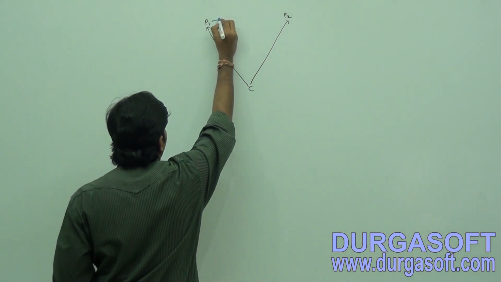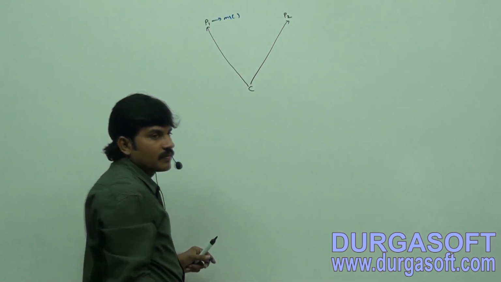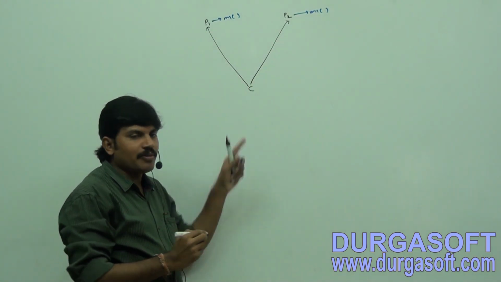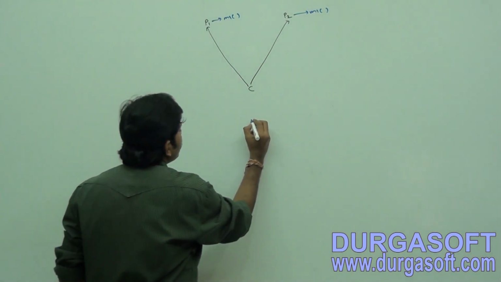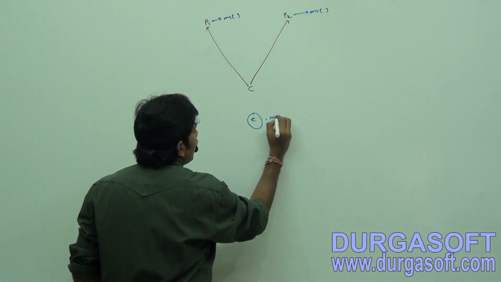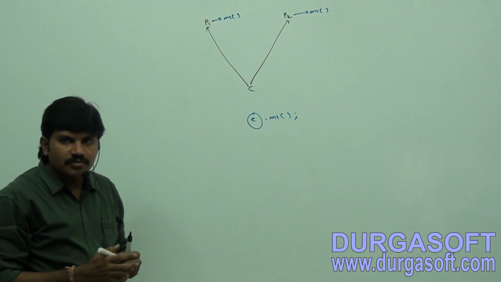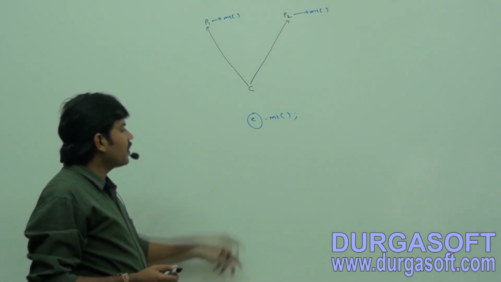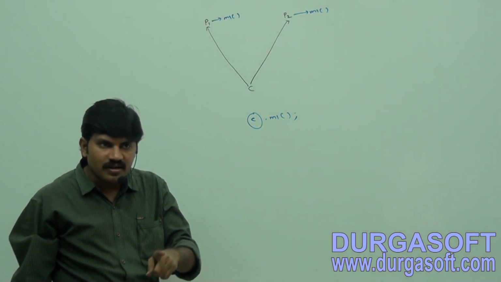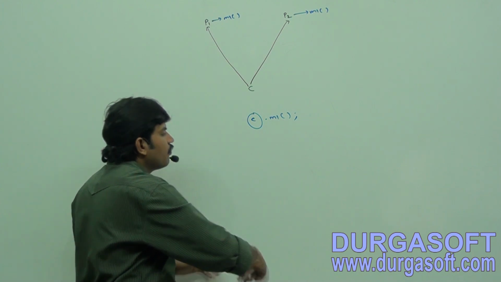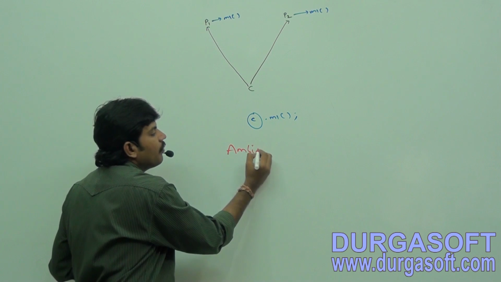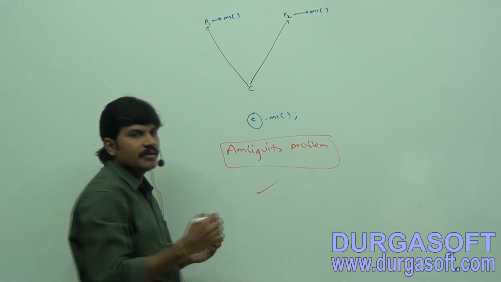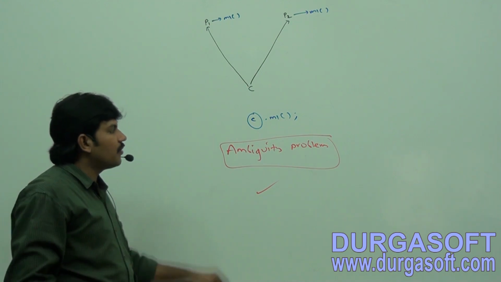P1 contains the M1 method. P2 also contains the M1 method. Parent class methods are by default available to the child. Tomorrow, on the child object, I am calling the M1 method. Which M1 method is going to execute, either the P1 class M1 or the P2 class M1? This is always a problem. Yes, there may be a chance of an ambiguity problem, and there is no way to resolve this problem. That's why Java won't provide support for multiple inheritance.